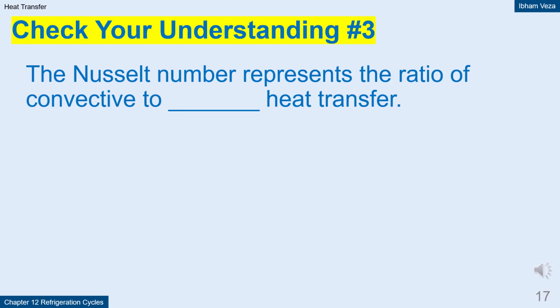Check your understanding number 3. This question reinforces the physical definition of the Nusselt number. The focus is on understanding that the Nusselt number compares two heat transfer mechanisms. If the Nusselt number is large, convection is much more dominant than pure conduction. This concept is important for assessing convection effectiveness. Without this understanding, the Nusselt number would be just a mathematical symbol without physical meaning.